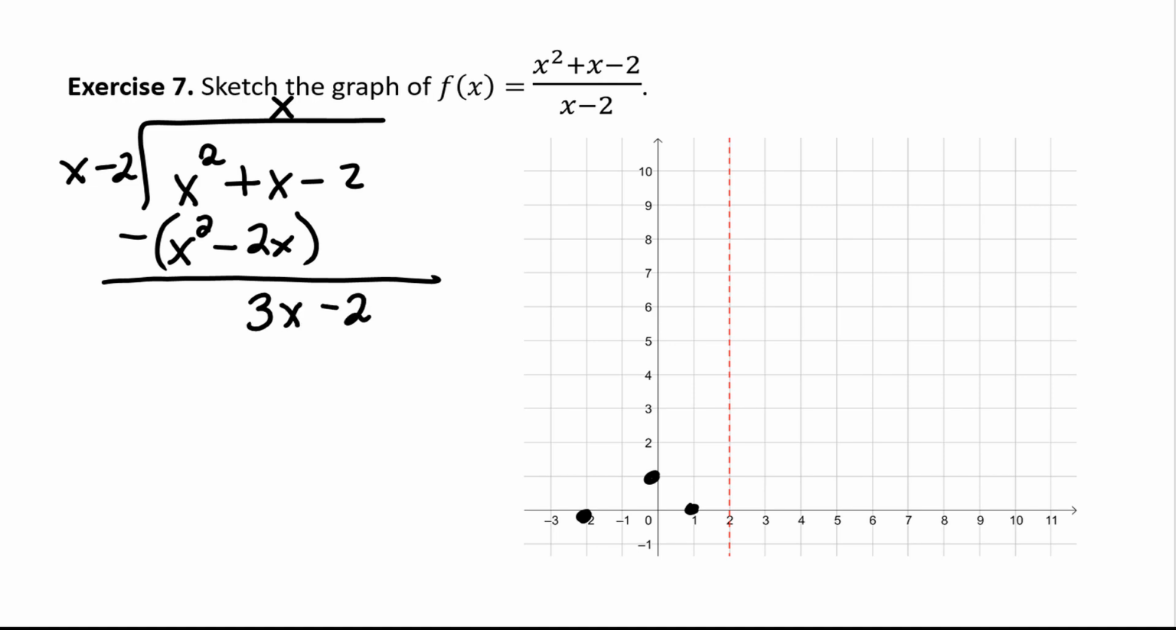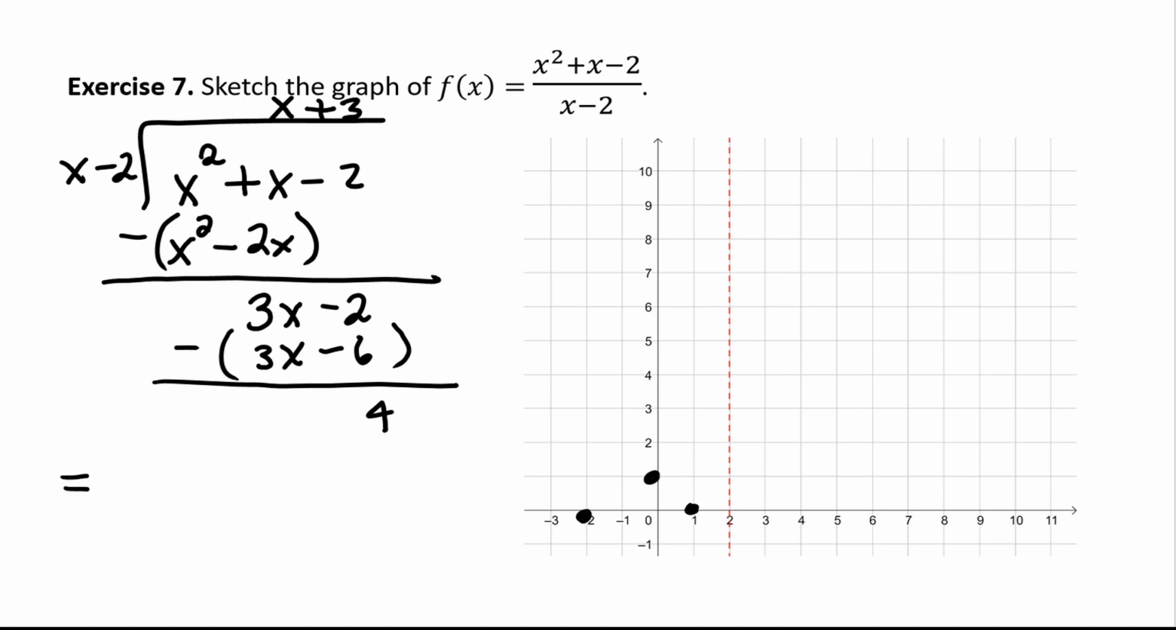We need to multiply the x of the divisor by a factor that'll give us 3x. So we will multiply that by positive 3. So 3 times x is 3x, and then 3 times negative 2 is negative 6. We need to subtract that also. So I've got negative 2 minus negative 6, which would be negative 2 plus 6. That's a 4. Now let's write this.